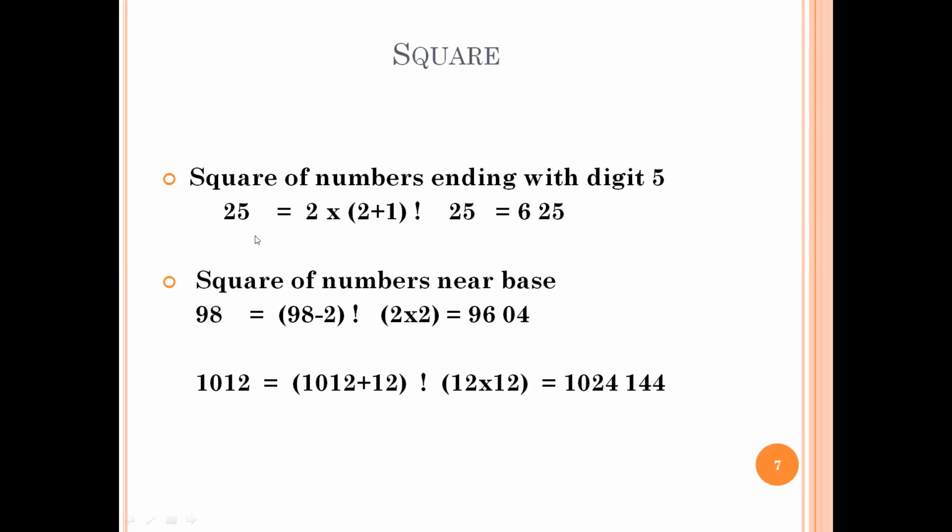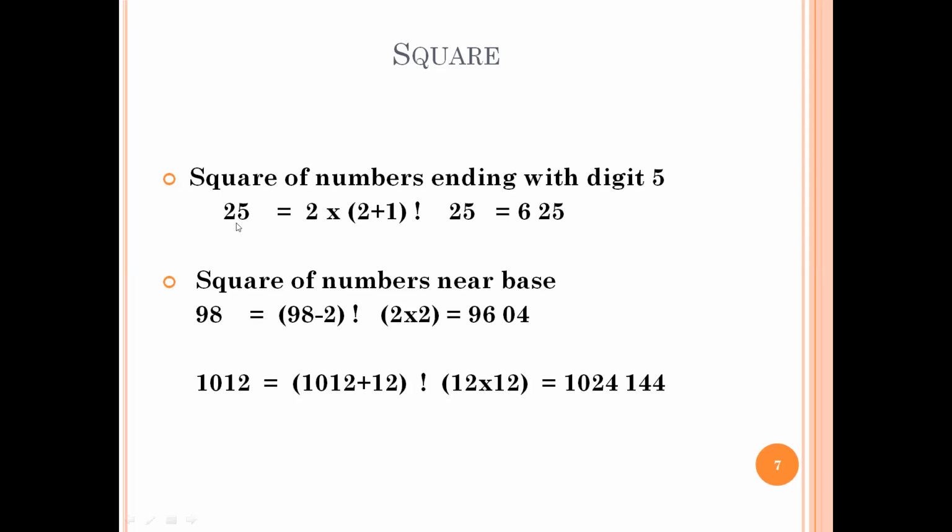Suppose the number is 35, how will we write it? What is the next number after 3? 4. 4 threes are 12. 5 fives are 25. So 12, 25. Clear?